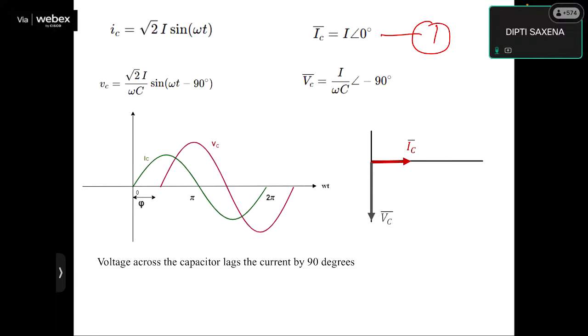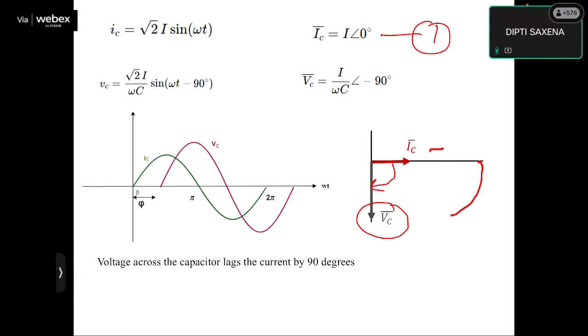Minus 90 degree means, with respect to the reference phasor, I have to move in clockwise direction, and this is my clockwise direction. And you see that phasor VC is lagging the phasor IC. That is, you can say that the voltage across the capacitor lags the current through the capacitor by an angle of 90 degree, or in other words, the current through the capacitor leads the voltage across the capacitor by an angle of 90 degree.